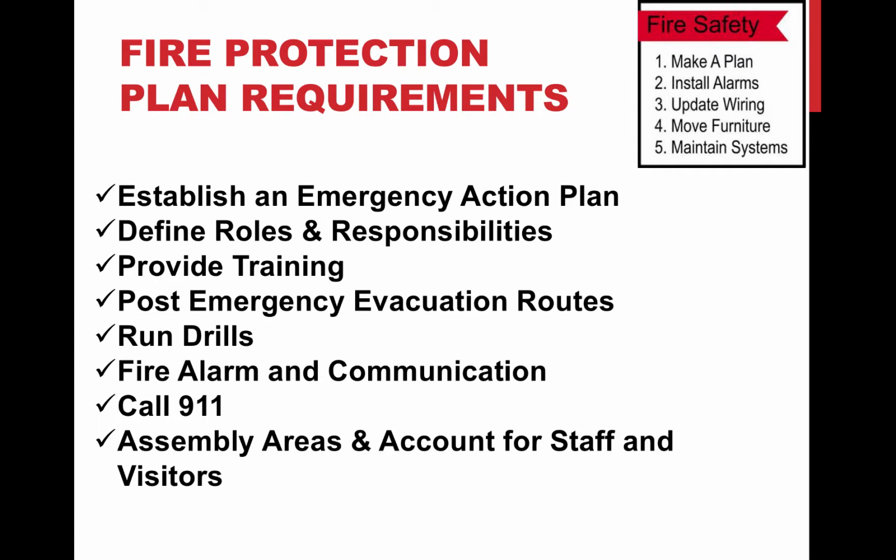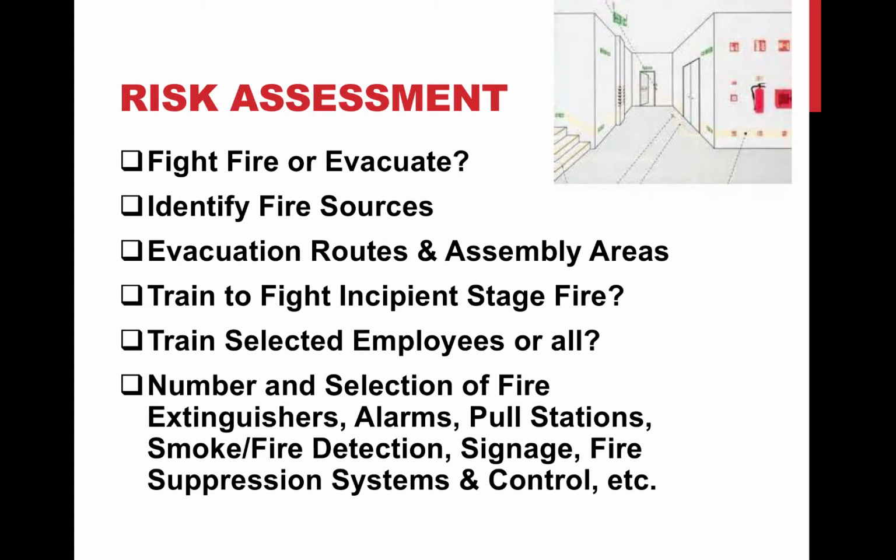The fire protection plan requirements are that we establish an emergency action plan. We define roles and responsibilities. We provide training. We post emergency evacuation routes. We run drills. We have fire alarms and communication. Everybody knows how to call 911. And there are assembly areas to account for staff and visitors. The rules of fire safety are: make a plan, install alarms, update wiring, move furniture, and maintain systems.